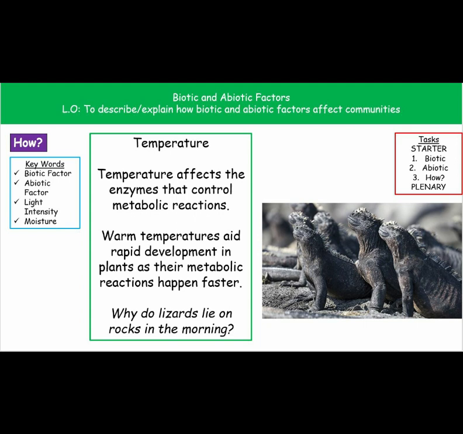And what we actually find is that if we've got these warmer temperatures, then enzymes will be working faster, which means reactions will happen faster. And what we will find is that we get rapid development of plants when they're in these warm temperatures, because their metabolic reactions are happening faster, which then just gives them everything they need.